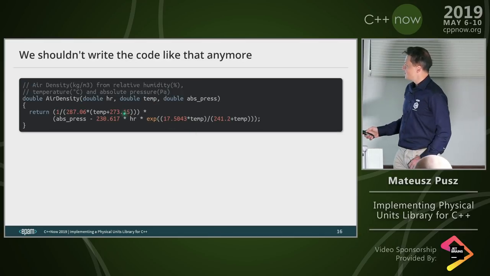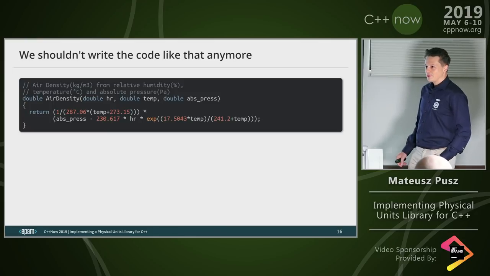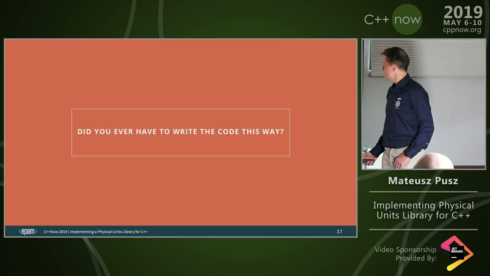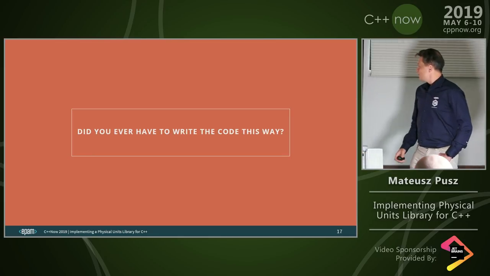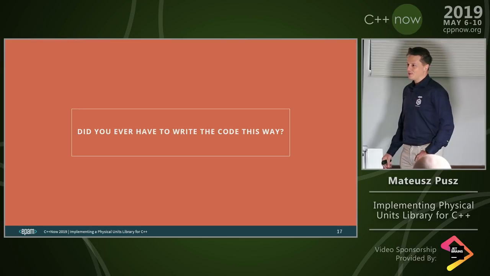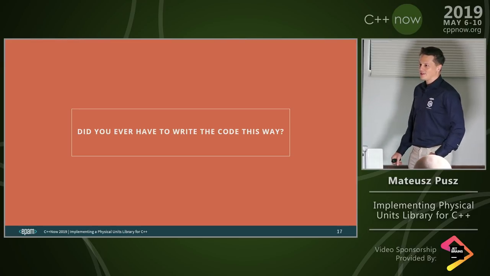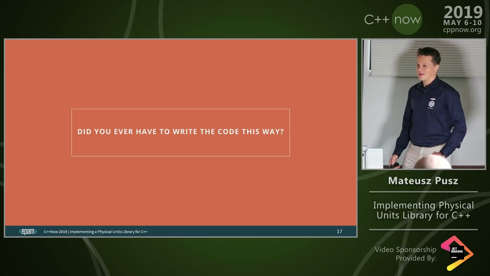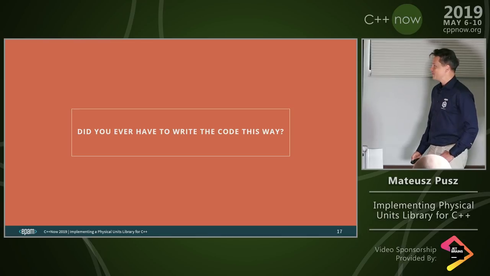Also, there is some calculation stuff. Do you want to write code like this? I don't. I don't want to do it. So, did you ever have to write code like this? I don't mean units, maybe it was price, it was anything else that was using fundamental types. I feel that most engineers did it sometime in their life, not using strong types.